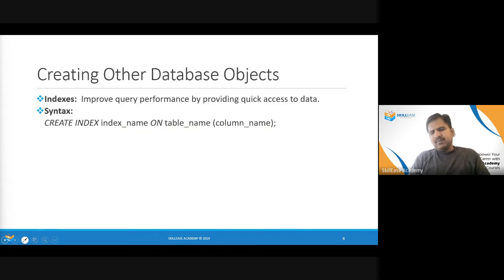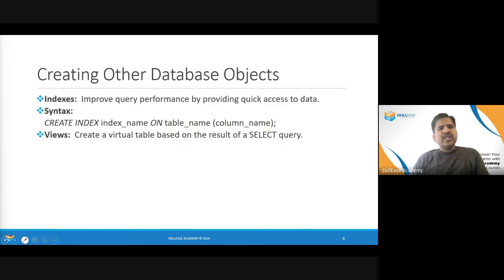So consider an example of a customer table where you need to create an index on the last name, because the last name is used in the WHERE clause more frequently. In that particular example, you can create an index like: CREATE INDEX customer_last_name ON customers, and then in the brackets you specify the column, which is last name.